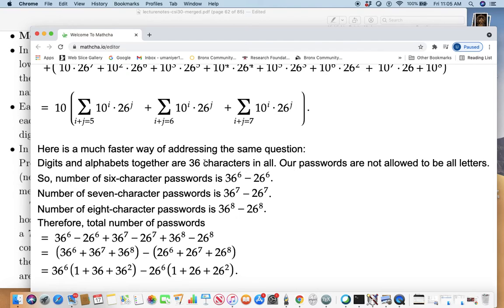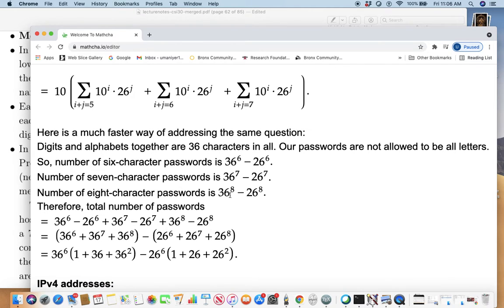Digits and alphabets together are 36 characters in all. Our passwords are not allowed to be all letters. So the number of 6 character passwords is 36 to the power 6 minus the possibility that they are all letters, 26 to the power 6. Number of 7 character passwords, 36 to the 7th power minus 26 to the 7th. 8 character passwords, 36 to the 8th minus 26 to the 8th power. So add them all up and that's your number.